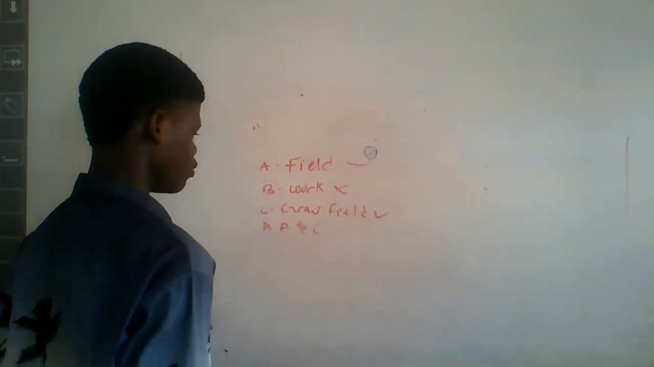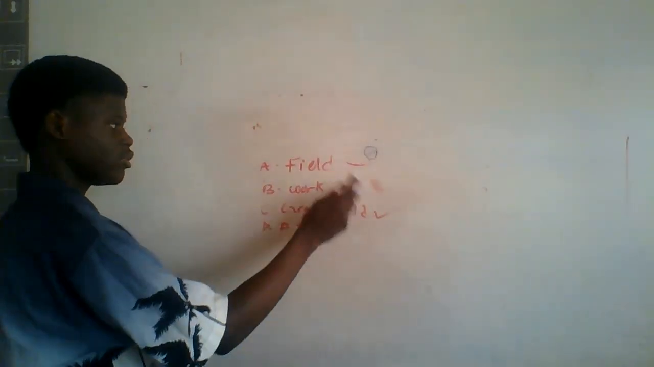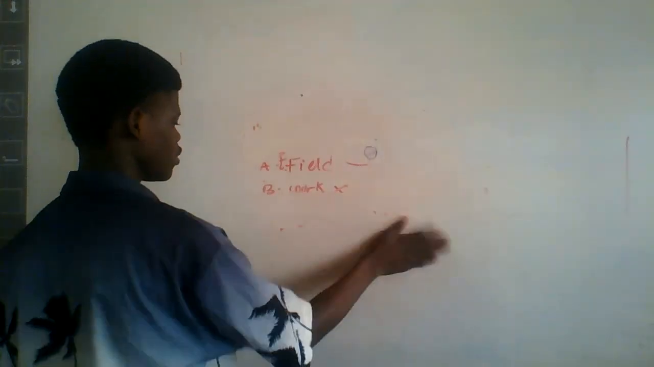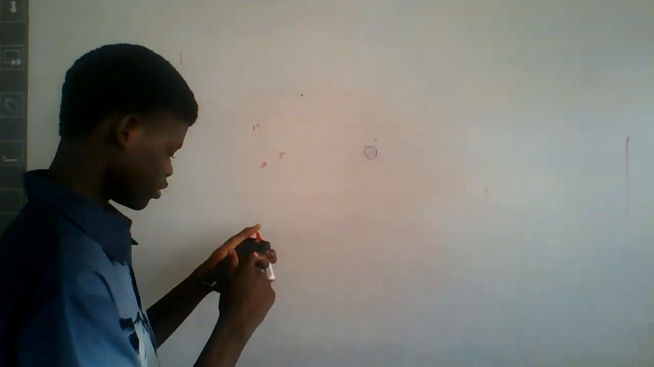And he said all of the above. The answer is actually A and C because electric field and gravitational field are both vectors. And he said field. So 16.